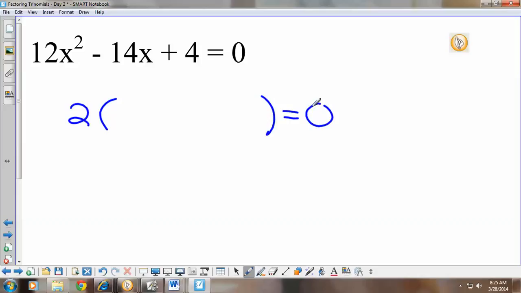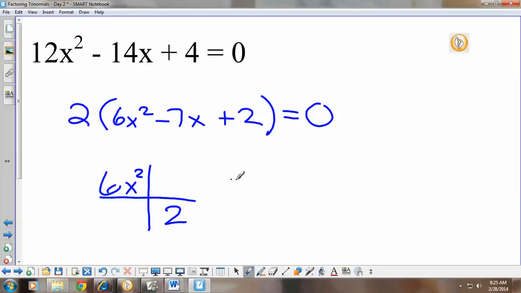Now, divide. 12x squared divided by 2 is 6x squared. Negative 14x divided by 2 is negative 7x. And 4 divided by 2 is plus 2, equals 0. Now, still inside the parentheses, do I have a trinomial that I could possibly factor? Yes, I sure do. So set up your box.